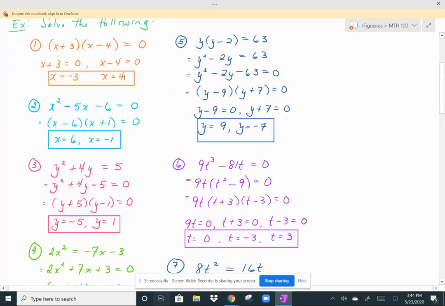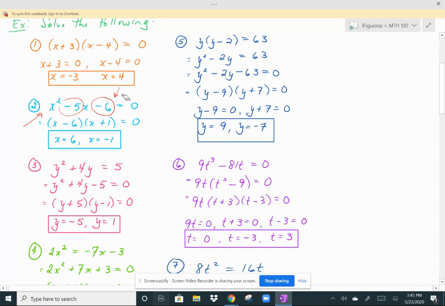So here's another example. x squared minus 5x minus 6. This equation is in standard form. All the terms are on one side of the equation. We have to factor. So we're looking for two numbers that multiply together to give me negative 6, but when you add them, you get negative 5, which means one must be positive and one must be negative in order to have a negative 6 here.